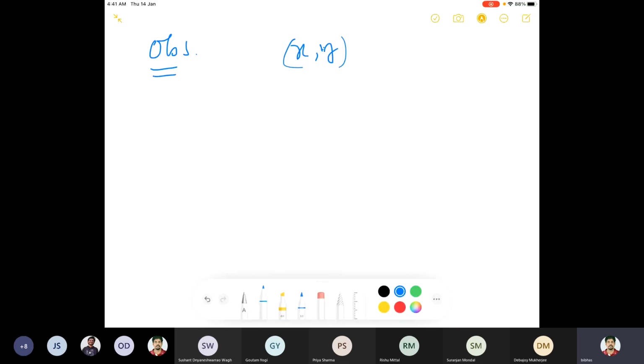Then what should be the definition? Because here I have a joint random variable. Chaman Singh, are you here? Yes, sir. Tell me how this can be defined.